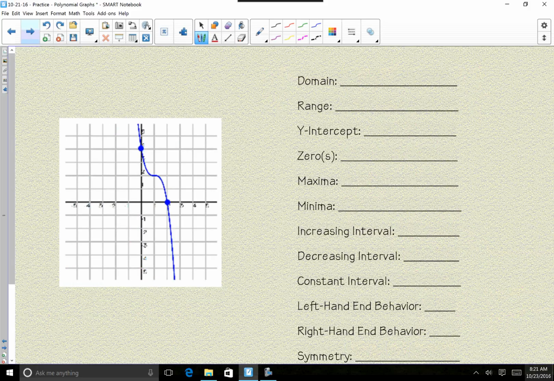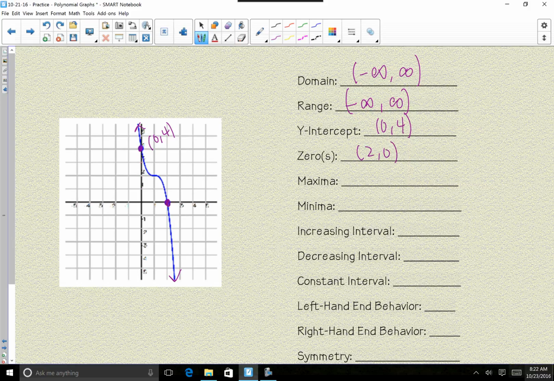Last one. Right, arrows on both ends is what we need to add there. Okay, so my domain on the left side, this arrow is going to continue to go, so negative infinity to positive infinity, and the range this time from bottom to top, negative infinity to positive infinity, because if you come from the bottom, there's an arrow, you're going to keep going on both sides. Y-intercept, there's a coordinate there for you, (0, 4). And your zero here, only one of them at (2, 0).